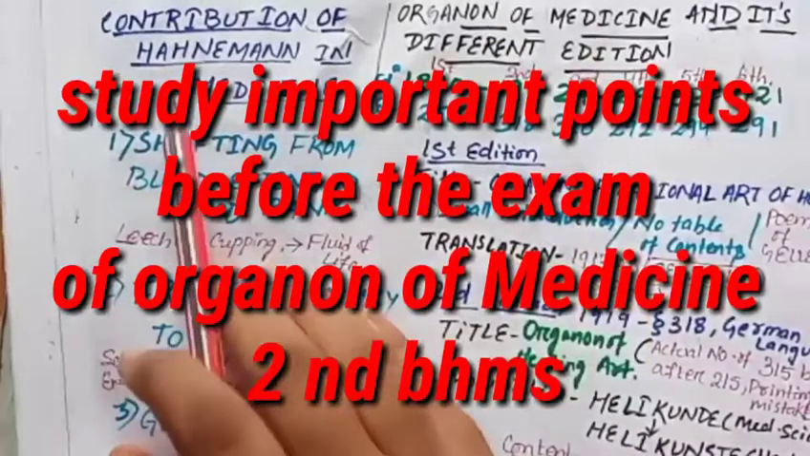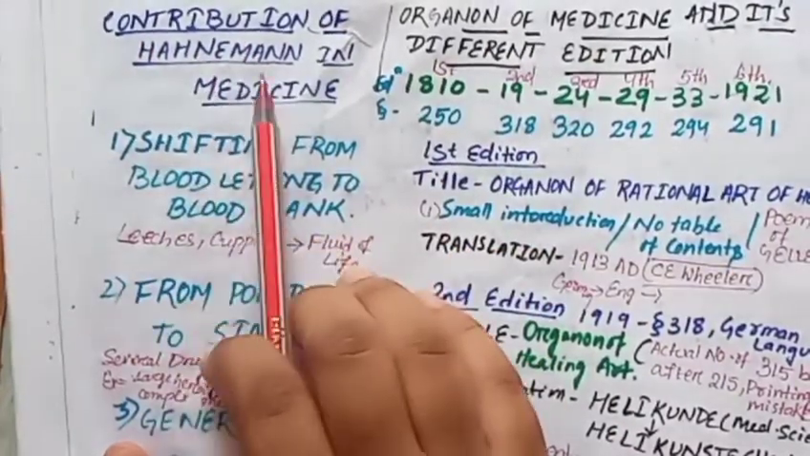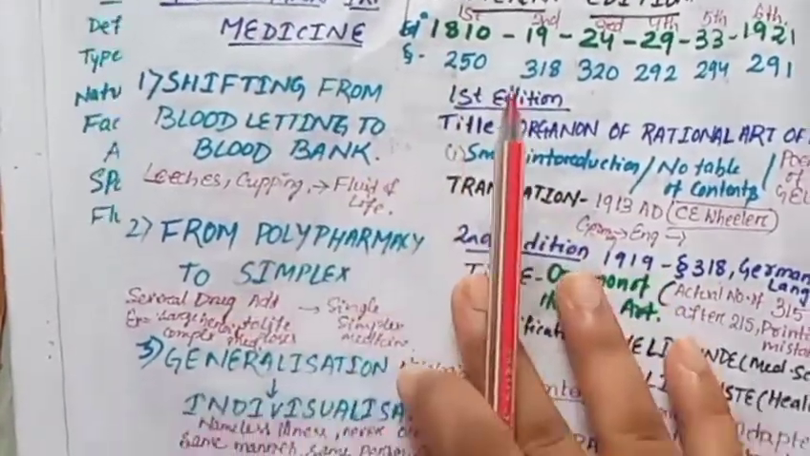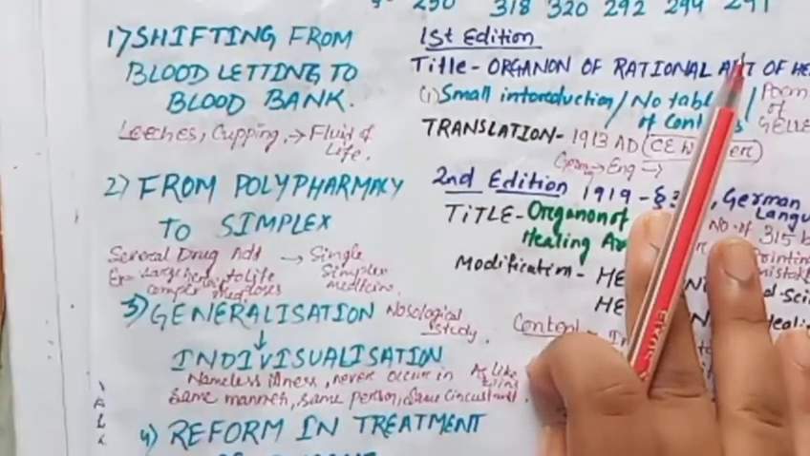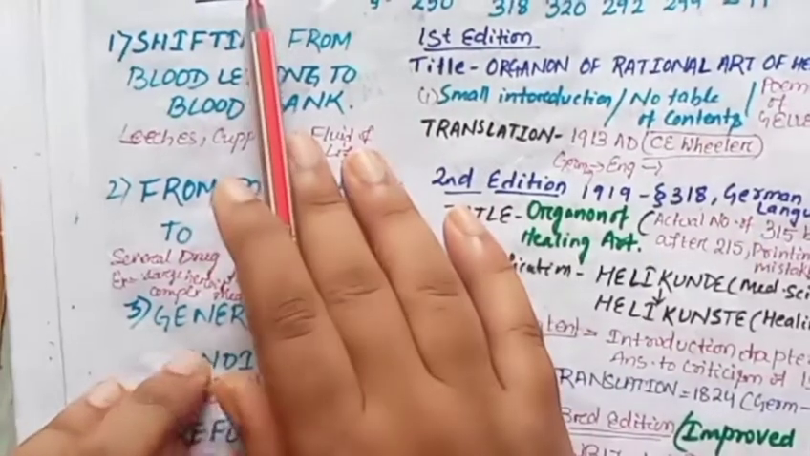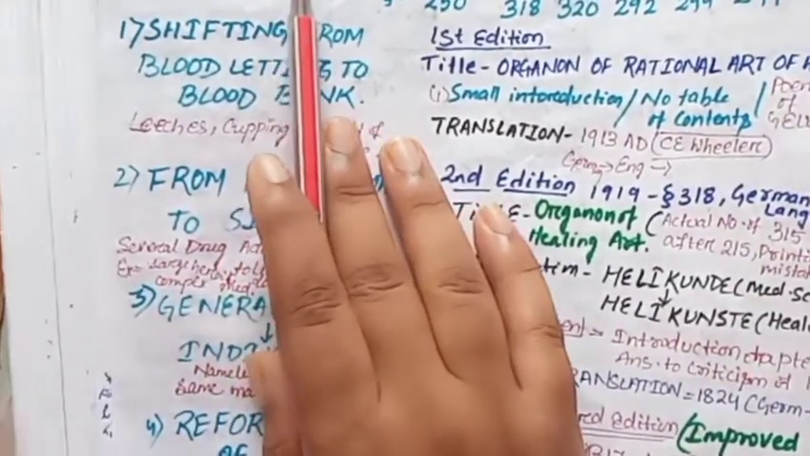So the first important point is the contribution of Hahnemann in medicine. First, we will discuss the points which you will write under this heading. You will write all your explanation. So Hahnemann introduced homeopathy.